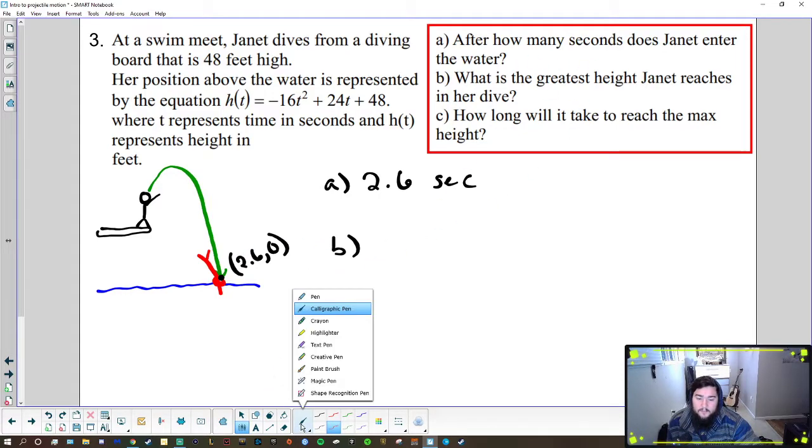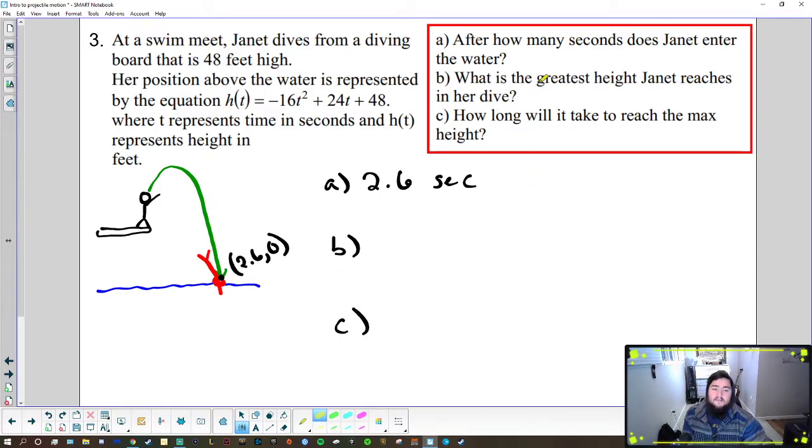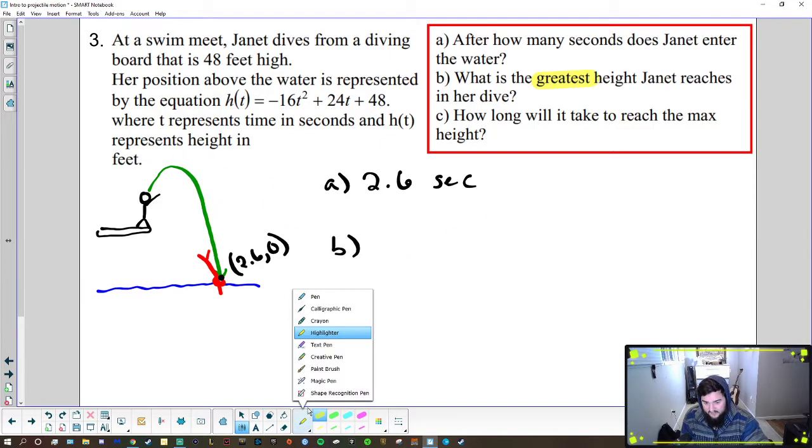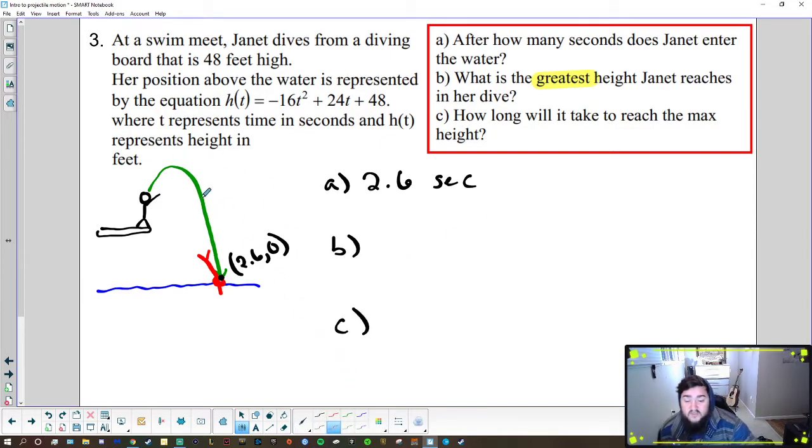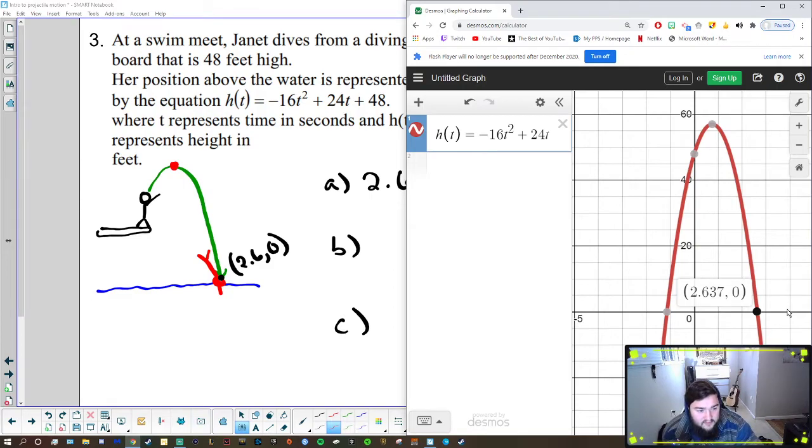Part B. What is the greatest height? Now we have that keyword, greatest height she reaches on her dive. When we see words like maximum, greatest, highest, biggest, longest, those maximum values, that means we need to find the vertex. So we need Desmos to help us find this vertex of the dive. We want to know what's the highest point of the dive.